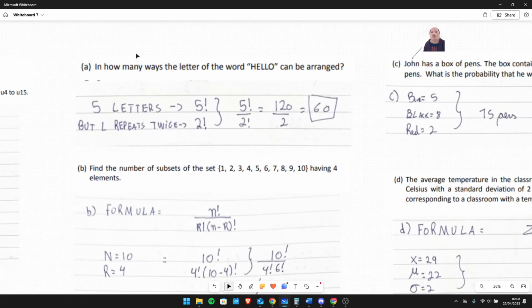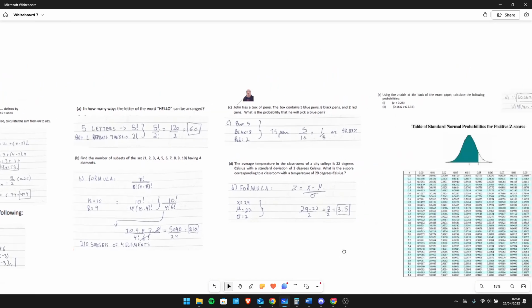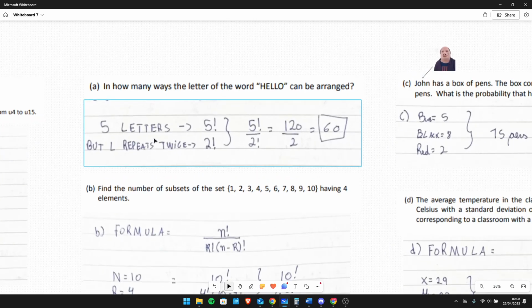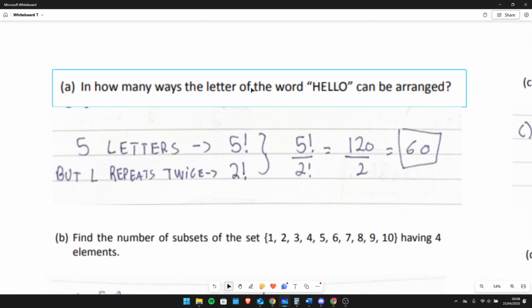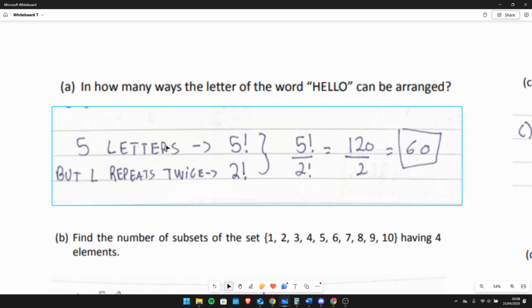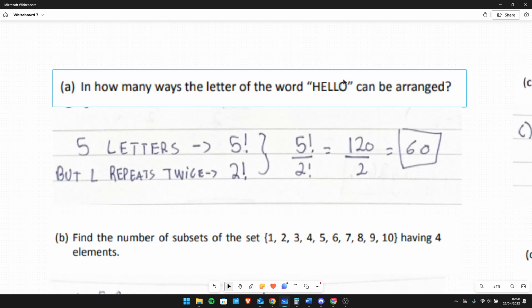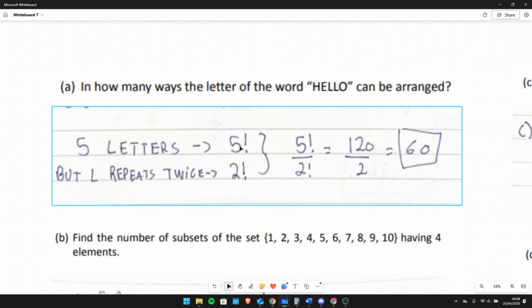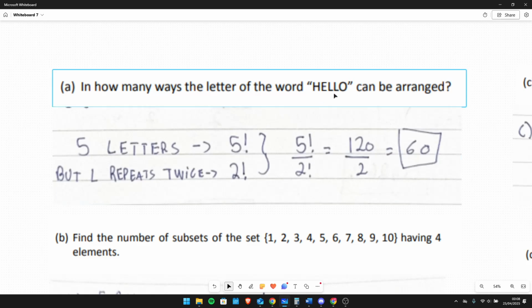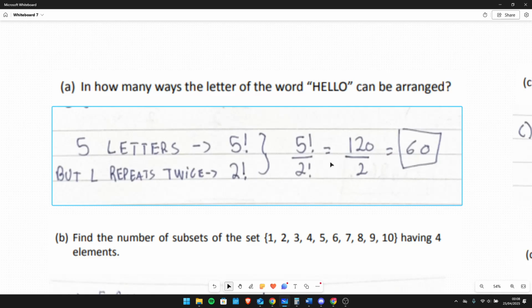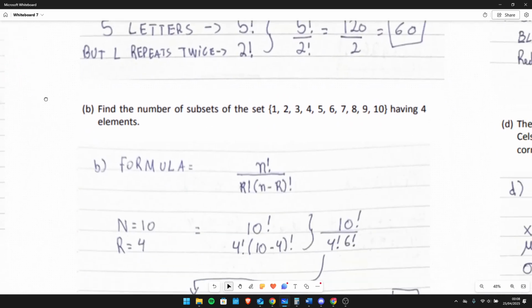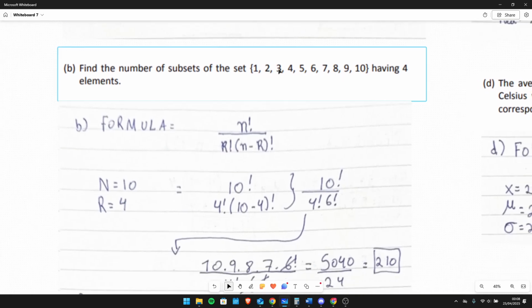For the next one, is it the third one? Yeah, this is the third question. How many ways can we arrange the word hello? Hello has 5 letters in it, so you have 5 factorial. If it was 5 different letters, it would be just 5 factorial, but as we have L repeating twice, we need to divide it by 2 factorial. So 5 factorial is 120 divided by 2, which is 60. Super easy.